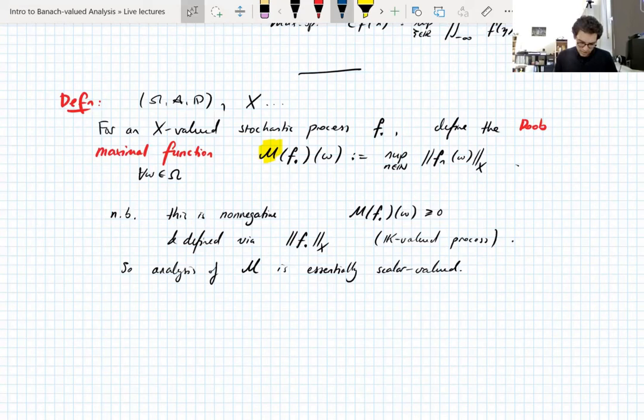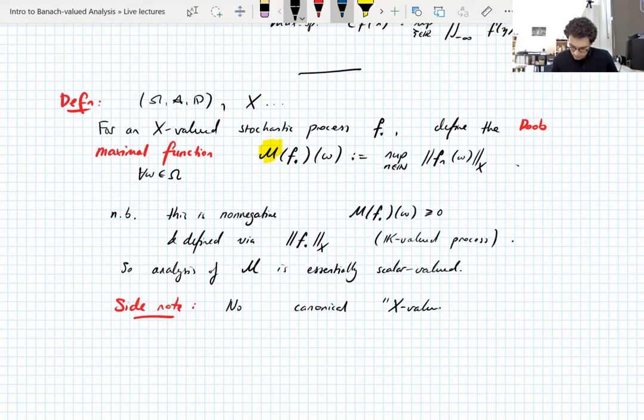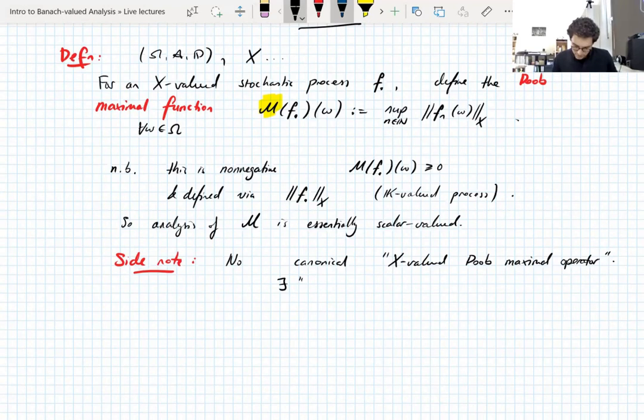And just a little side note, since we don't have much time to go into much, I can make an interesting side note. There's no canonical vector valued Doob maximal operator. There's a candidate, which is called the Rademacher maximal operator, which I might talk about later on in the course, I might not. But this operator is not very well understood. It's not really clear whether it's the right X valued analog of the Doob maximal operator. So I won't go as far as saying this is the analog.